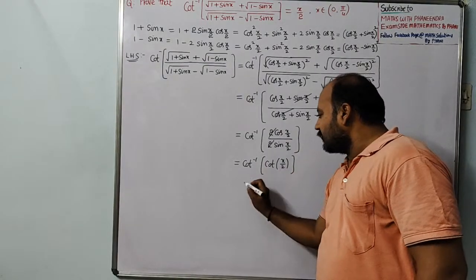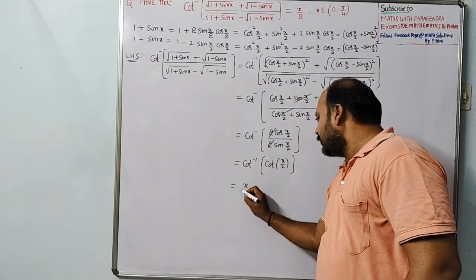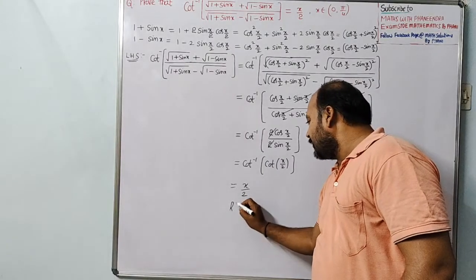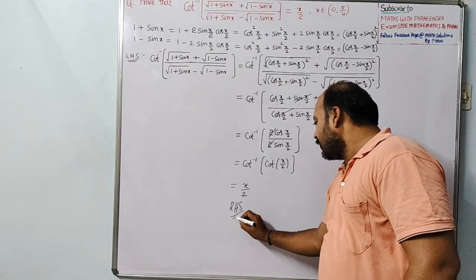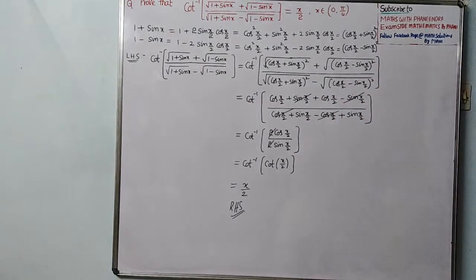So cot inverse of cot theta is theta. Theta means what here? x by 2, which is the required RHS. I hope everyone understands this, students. We'll move on to another set of questions.